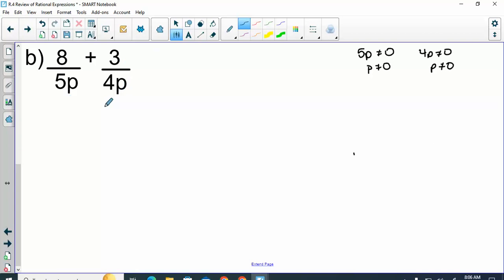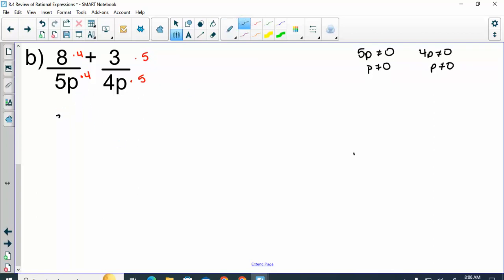Now, in order to add them, the denominators need to match. Okay. When I look at this, they both have the P, but 5 and 4 are not the same coefficient. So what could I turn both of those into? 20. Right? So 5 times what gives you 20? And if you multiply by it on the bottom, you have to multiply on the top. Okay, this one, what does it mean? 5. So I'm going to multiply by 5 on top and bottom.